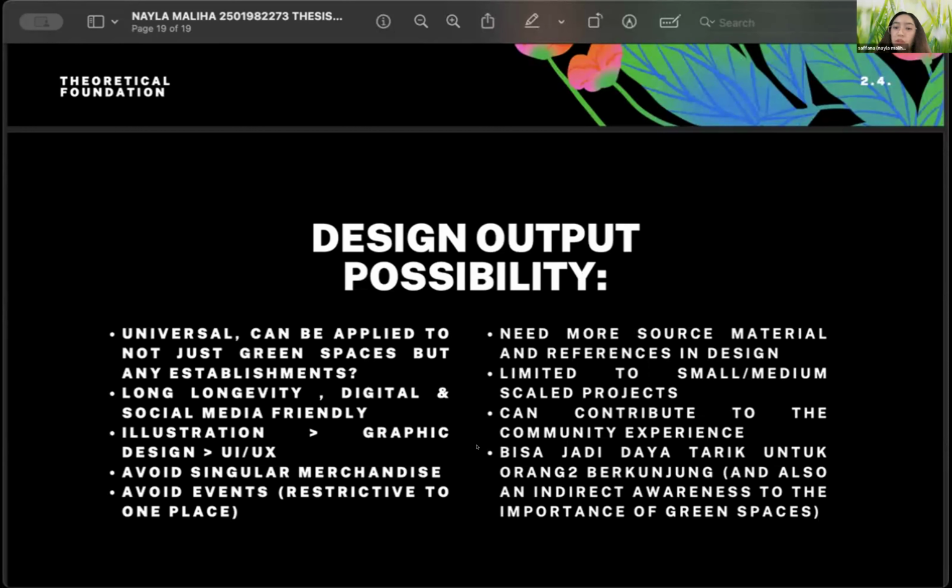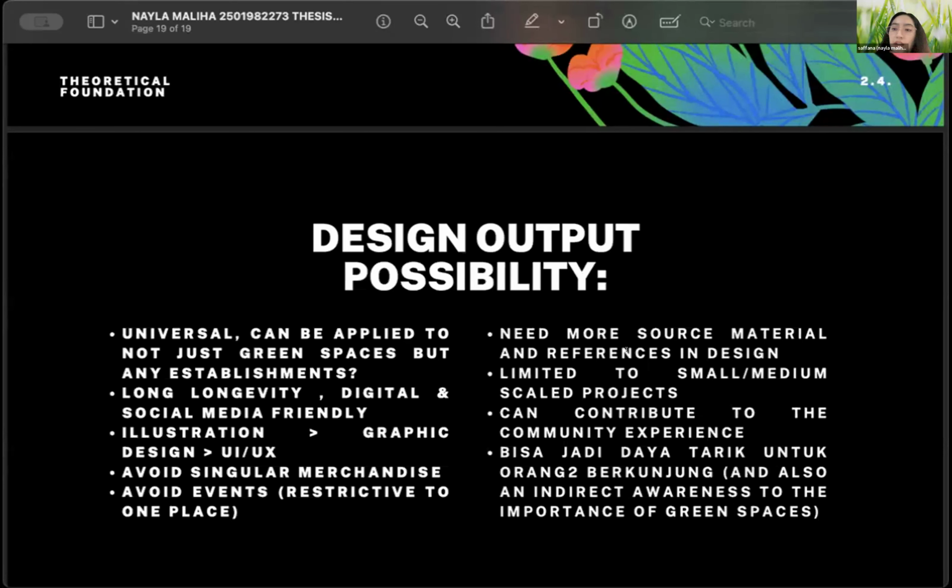the design output possible. And I think it's also limited to only small or medium scale projects. But I do want the product to be something that can contribute to the community experience. For example, in any compound, malls, or green spaces, I think there will at least be one photo booth available. And now there's a new innovation for photo booths, an outdoor photo booth. People just scan the QR and take pictures, and the background will be the outdoors, which I think is also an indirect way to promote the outdoors, the green spaces in general.